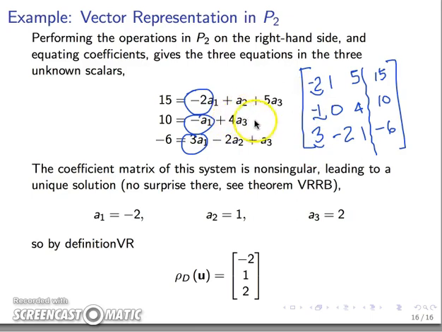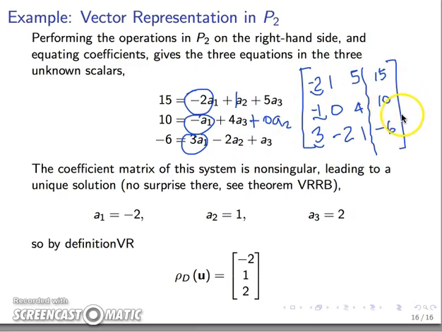Column 2, we have to note that the second equation has no A2 term, so usually we take care of that by saying 0 times A2. That's the 0 in that second column. So we have 1, 0, minus 2. That's what we have here in the second column. And then we have 5, 4, and 1. We form this augmented matrix.